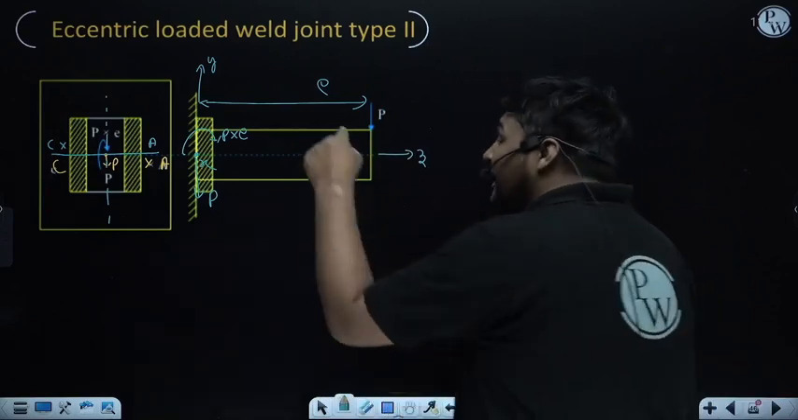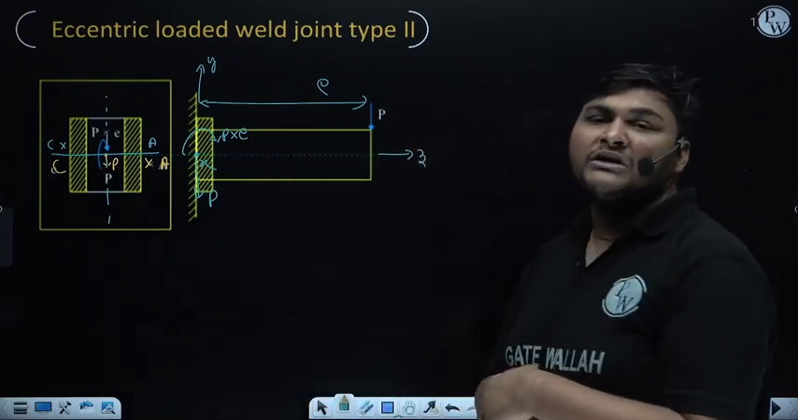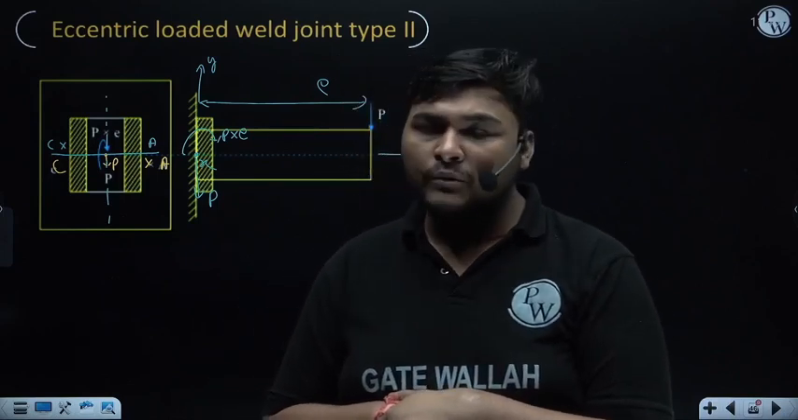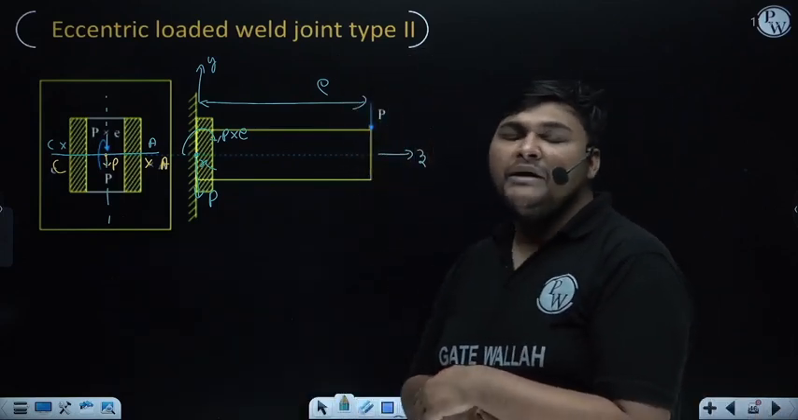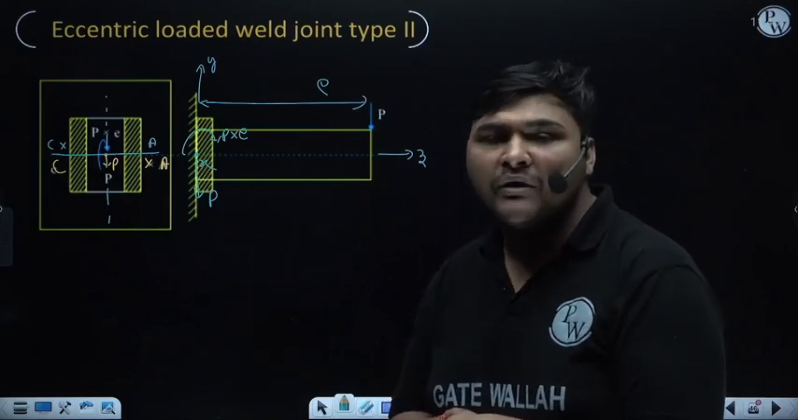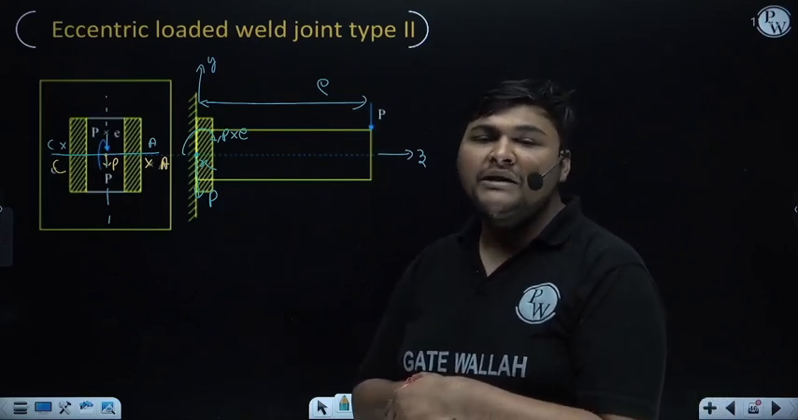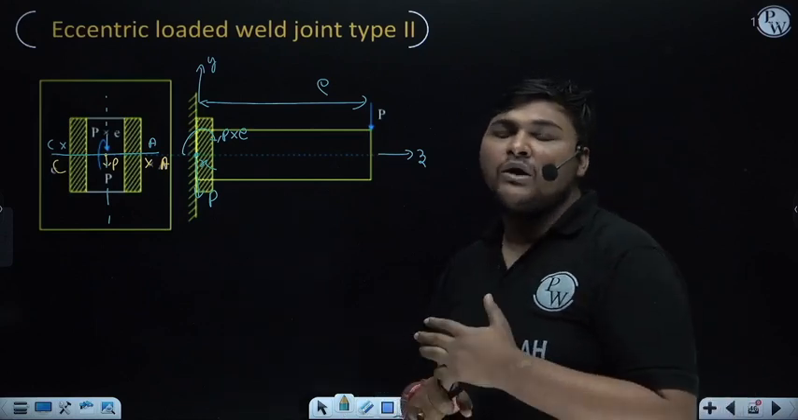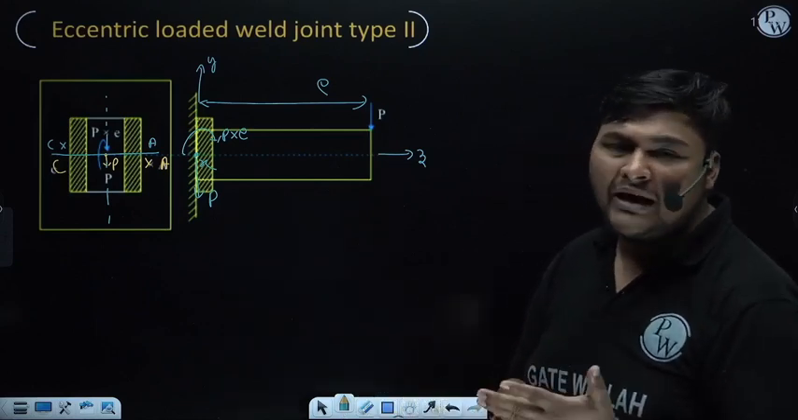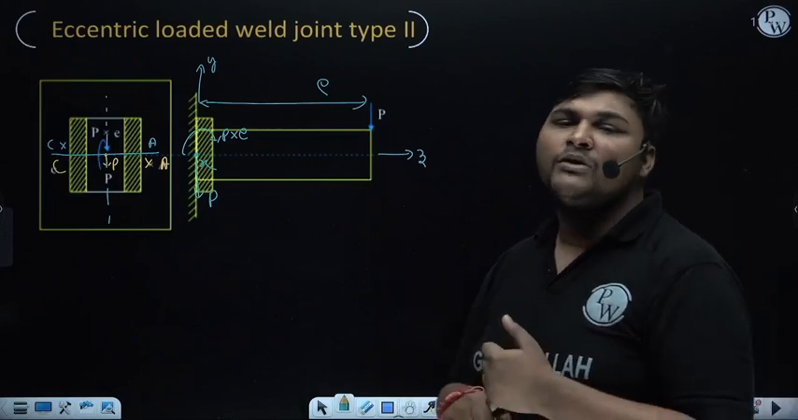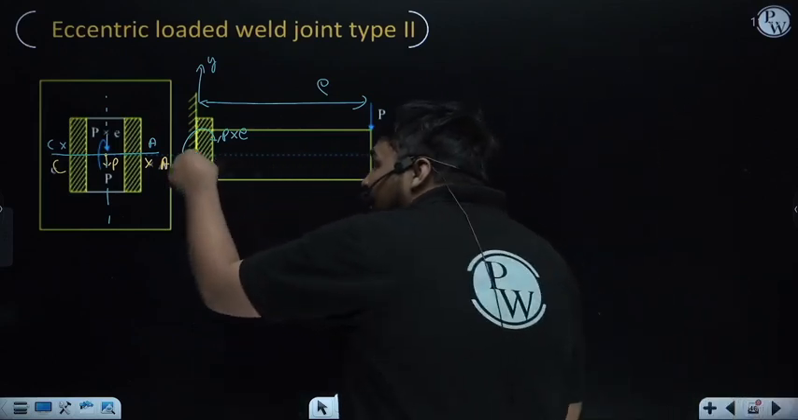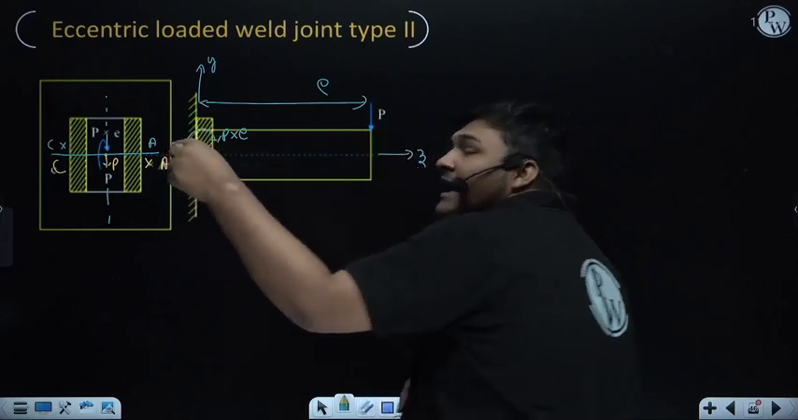Now, this moment P into E is important, because we need to see whether this moment P into E is a bending moment for the weld or a torsion moment for the weld. For that we need to see whether this moment is about an axis along the plane of weld, or about the perpendicular axis to the plane of weld. Right now the axes along the plane of weld are the centroidal x-axis and y-axis, and the perpendicular axis to the plane of weld is the centroidal z-axis. Right now you can see this moment is acting about the centroidal x-axis.